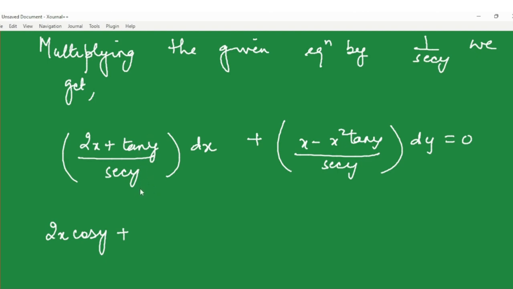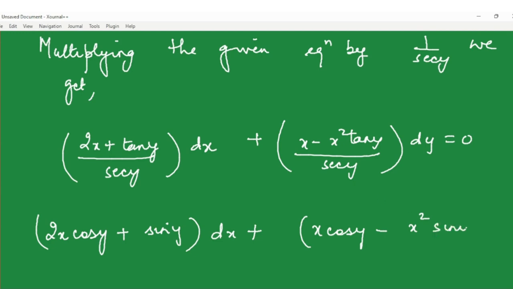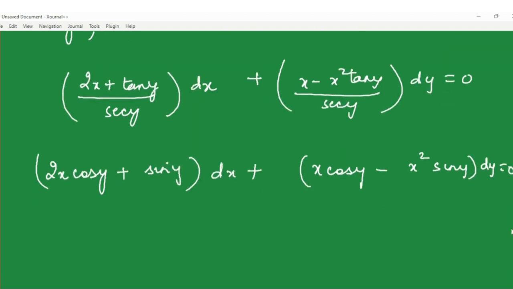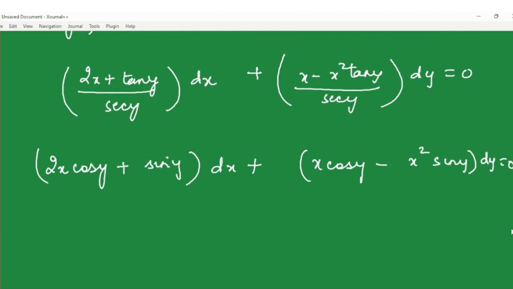So it's sine y by cos y, so it's sine y dx, plus here I have x cos y, and here I have x square sine y by cos y, and again you have a sine y dy equal to 0. You can see that this new equation is now exact, because that's what the rule is stating. You are finding this 1 by sec y just because you want the new equation to be exact.